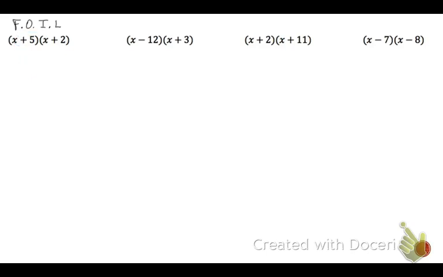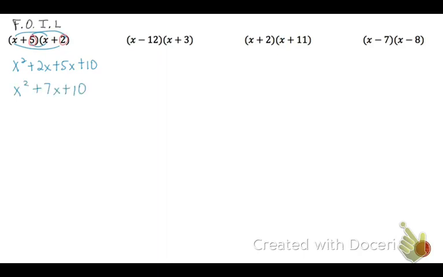So our first terms together are x times x. So I'm going to draw my line. And then my outer terms are x times 2. And those are positive, so I string them together with a plus sign, so plus 2x. My inner terms together are 5 and x, so 5 times x is 5x, and then my last terms together is 10. Now I'm going to go ahead and combine my like terms, so I get x squared plus 7x plus 10.